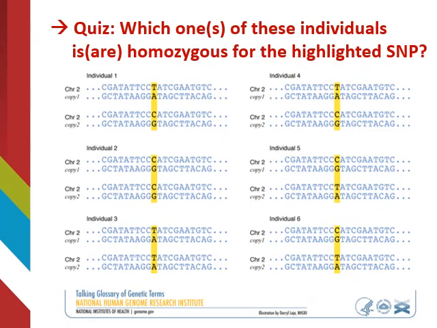Here is a quiz. Here we have 6 individuals and a particular locus on chromosome 2. Each individual has 2 copies of chromosome 2, and these are the alleles that each individual carries. Which one or ones, if more than one individual, is homozygous for the highlighted SNP? You can hit the pause button and think about it.